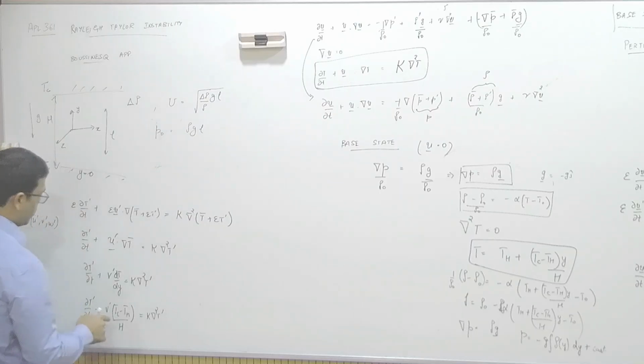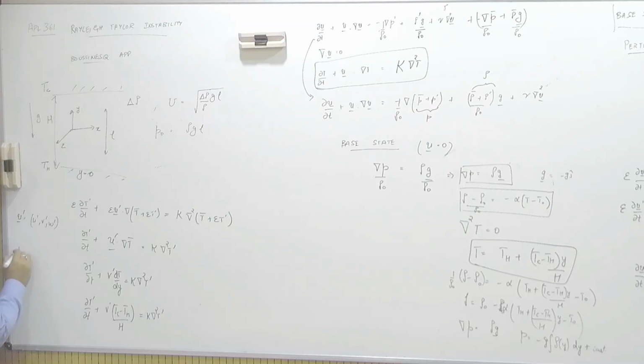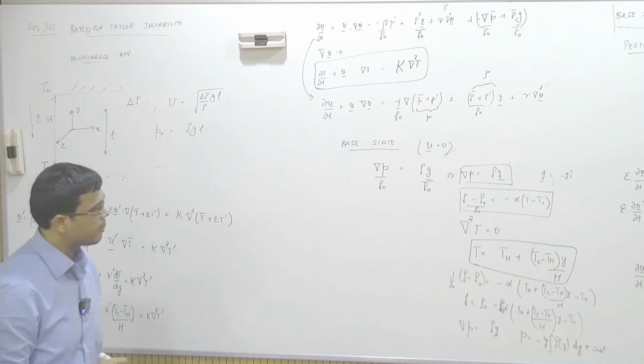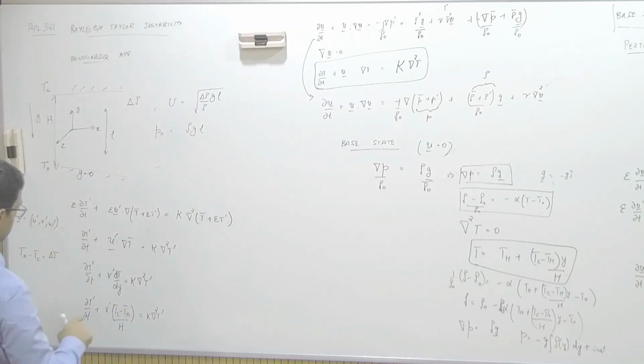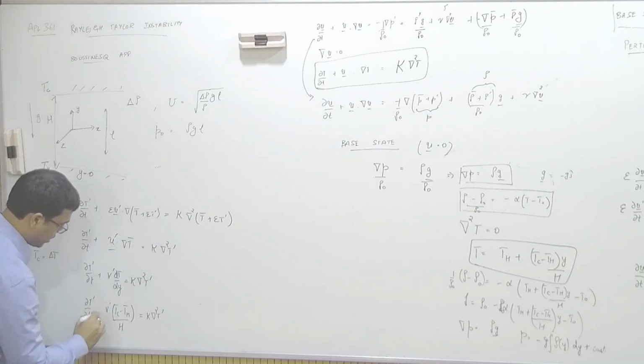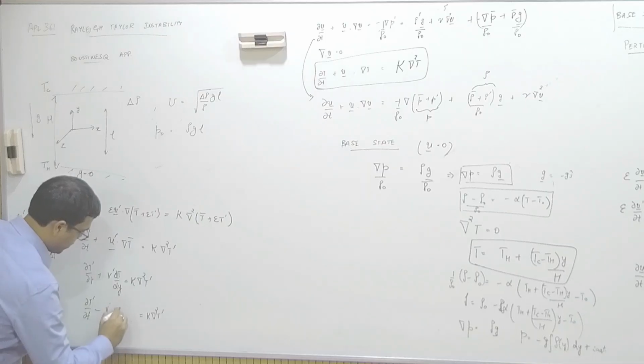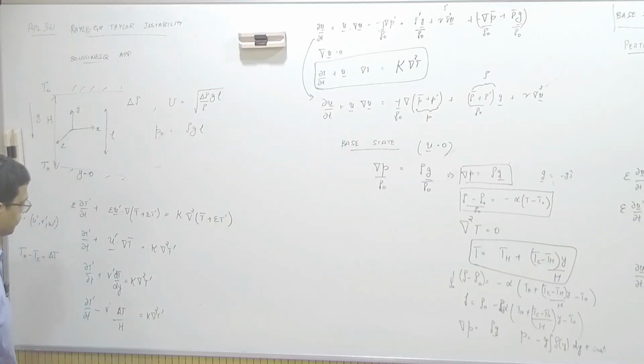Okay. So, what I am going to do is define this Th minus Tc as delta T. Since temperature is decreasing, I can replace this term with a minus of v prime delta T over H. That is the equation that I will get.